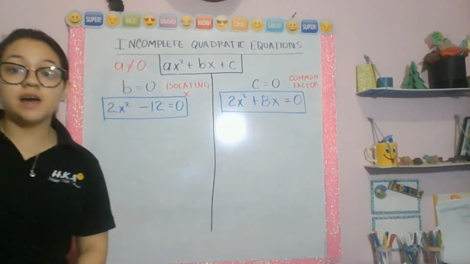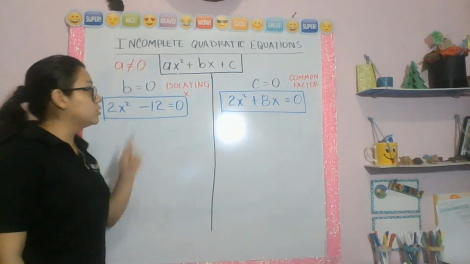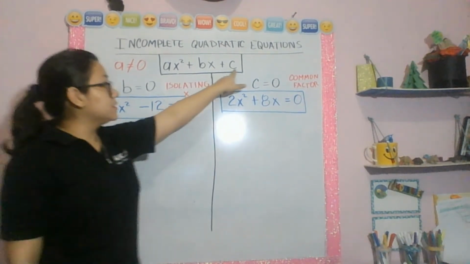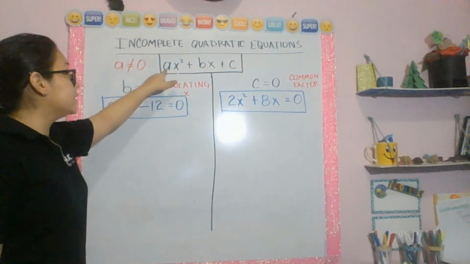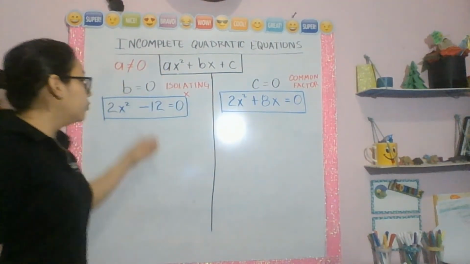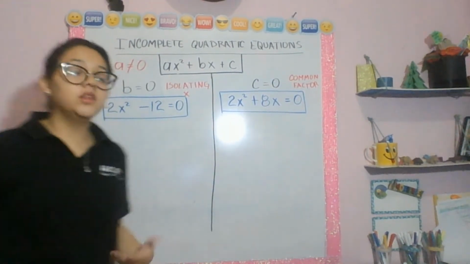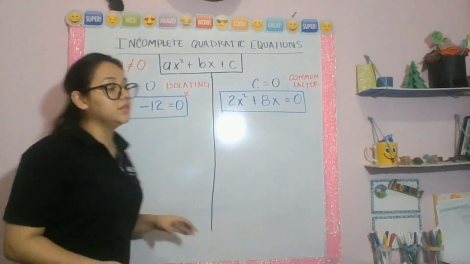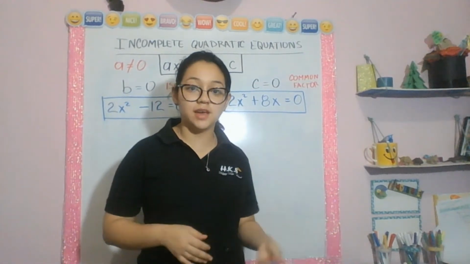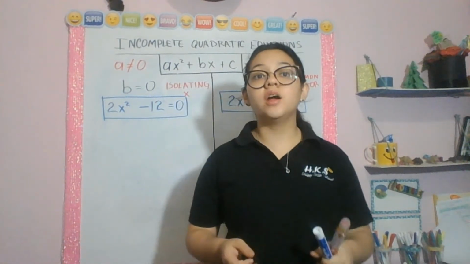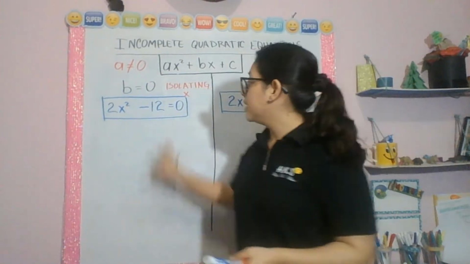So let's start with b equals 0. Imagine that we have an equation in which I have 2x squared minus 12. 12 is the coefficient c. 2x squared is ax squared, but we do not have a bx in here. We do not have it. So what do we do? Well, we're going to solve this equation by isolating the x. What is isolating the x? Isolating means that we are going to leave the x alone. Vamos a dejar la x sola. How do we do that?